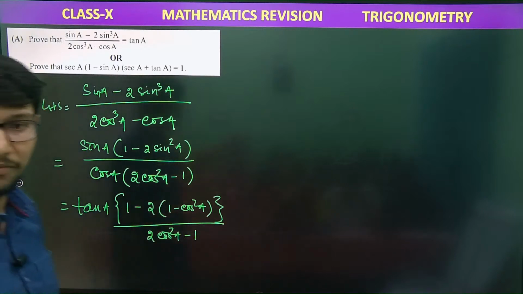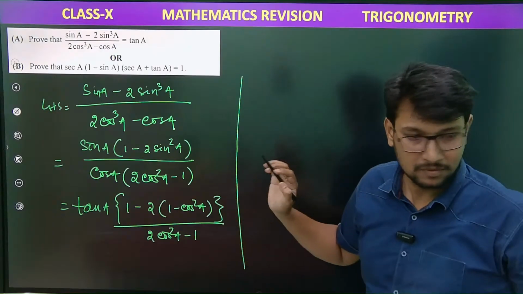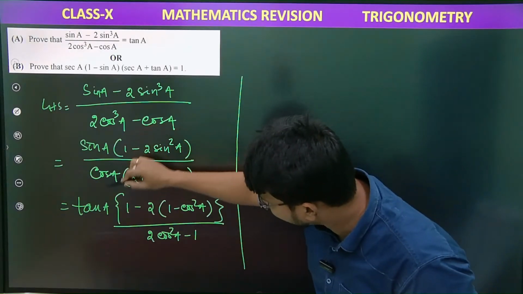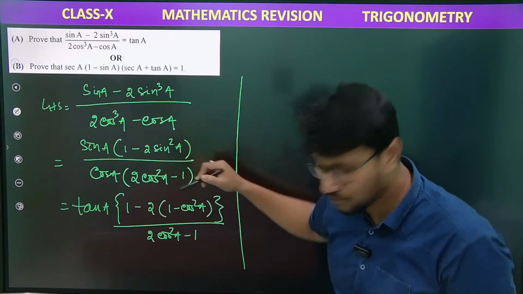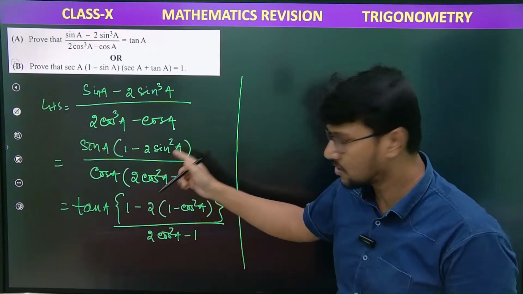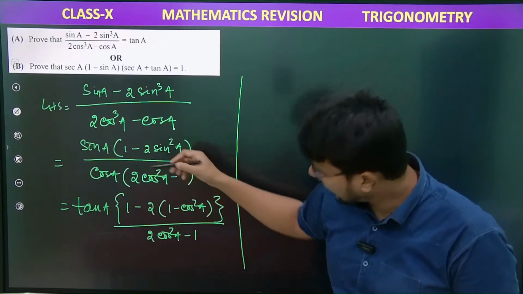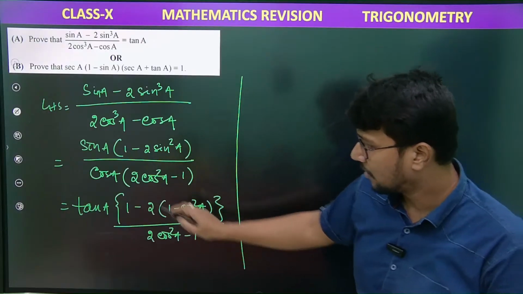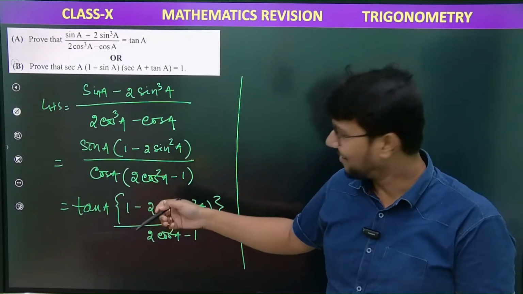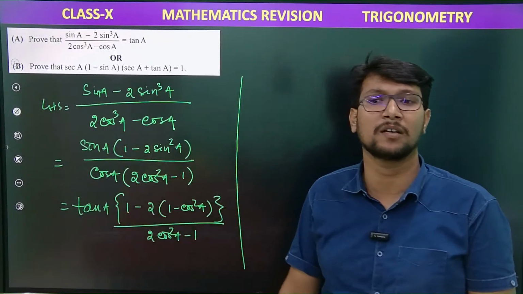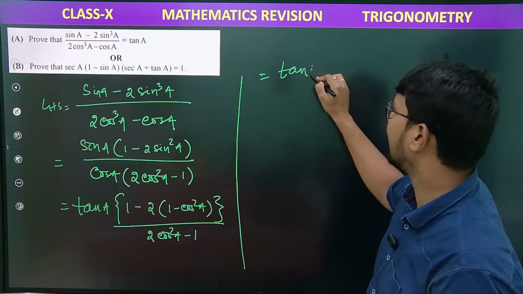Okay, what happened? You two have completed? Where is the doubt? Are you clear what I have done? Sine by cos I have written as tan. 1 minus 2 sine square A, I have written as 1 minus 2 into the sine square A value, which you know from the identity: sin square A plus cos square A is 1. So therefore sin square A is 1 minus cos square A. The denominator as it is, I have written 2 cos square A minus 1. Are you searching where is the cos A? Already we have written: sin A by cos A is tan. Don't worry for that.